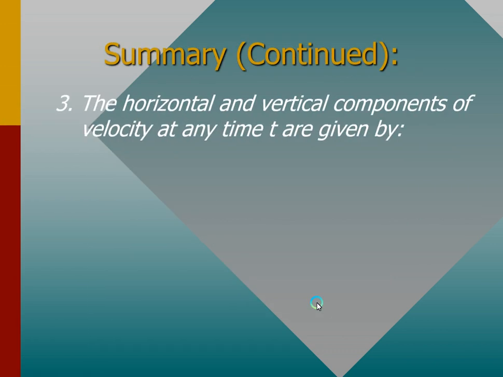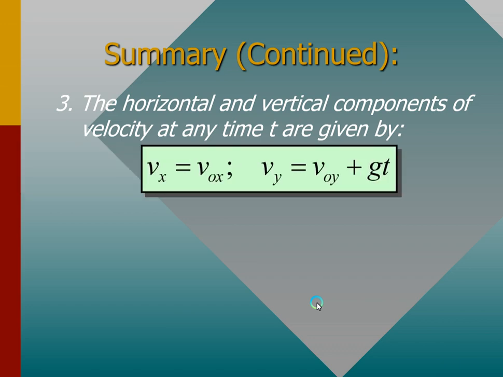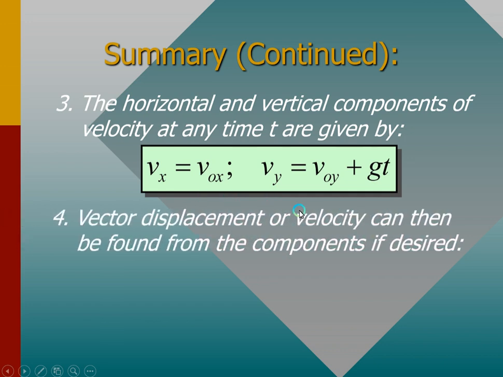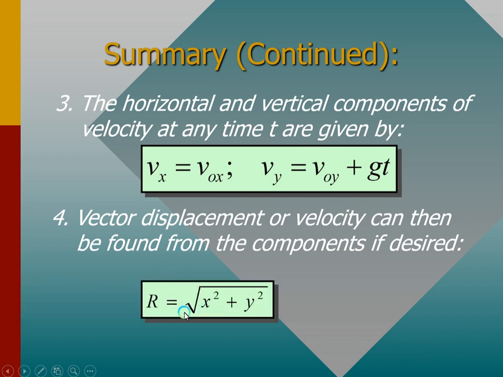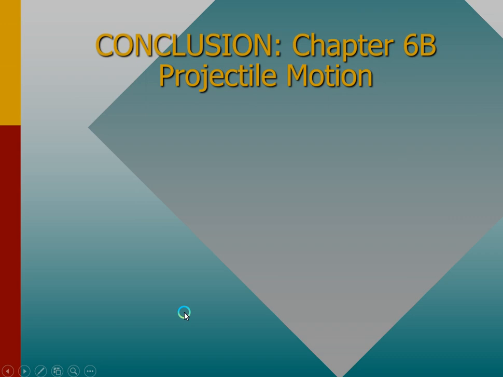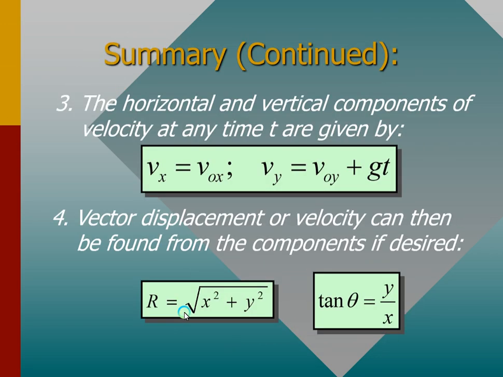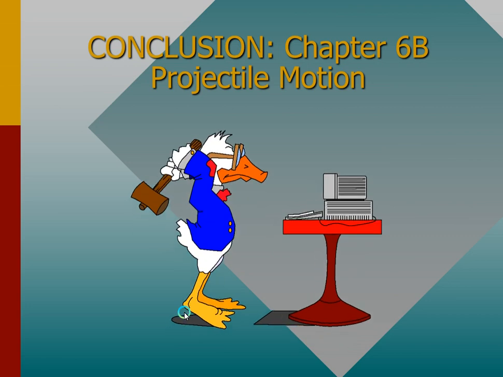And next, for the horizontal and vertical components of velocity at any given time t, we get the x and y components of v. Then, displacement or velocity can be found from the components if desired. Still the same, we use this for finding r and theta. Okay, so we are done with the discussion on projectile motion.